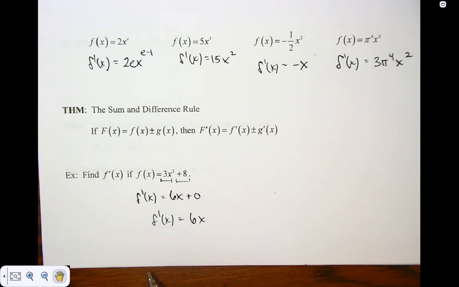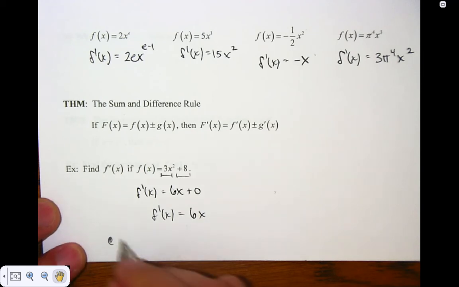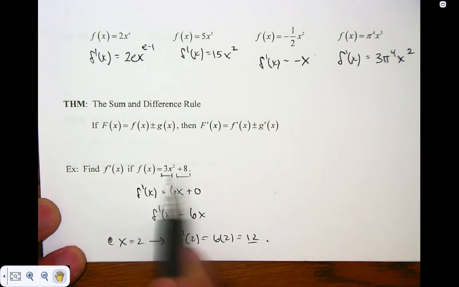All right, so let's pause and remind ourselves what this is. The derivative at any x is going to be equal to 6x. What does that mean? So at, let's say, x equals 2, the derivative would be equal to 6 times 2, which is 12. Well, what does that mean? That means that the slope of the tangent line to this function at 2 has a slope of 12.